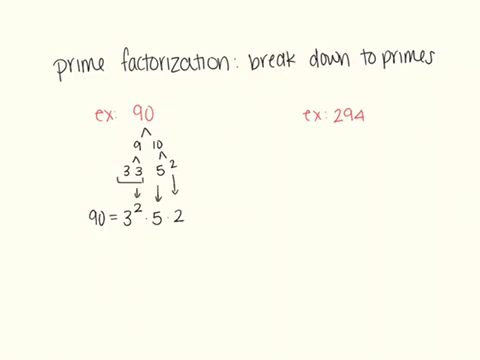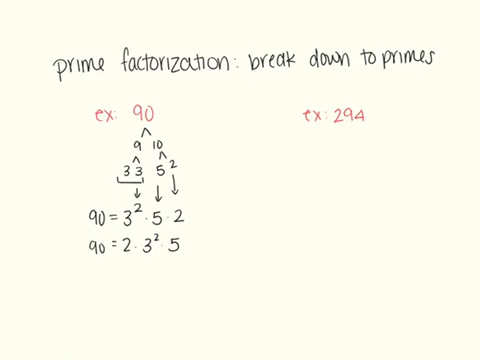Now convention says to write it in chronological order. So I would want to write this as 2 times 3 squared times 5. And if you multiply those in your calculator, you would indeed get out 90. So that's a good check. If you multiply this part, you should get out this part. If you don't, then something in your factor tree went wrong.